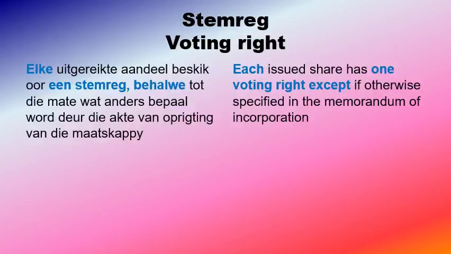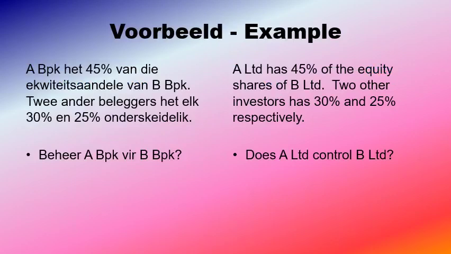Okay, so voting rights is normally something that could give control from one entity to another. And we said voting rights, for each issued share, you have one voting right, except if it's otherwise specified in the Companies Act itself or in the Memorandum of Incorporation of this company. A company A Limited owns 45% of the equity shares of B Limited. There are only two other investors or owners of shares of B Limited, and one of those owns 30% of the shares and the other one owns 25% of the shares.